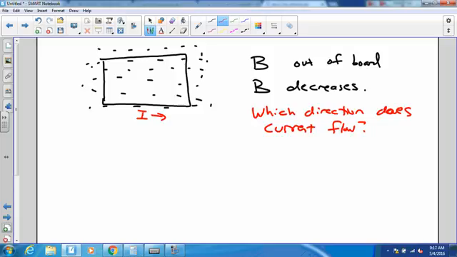Already, Lenz's law is seeming a lot easier, right? Our change in field was to go from out of the board to decreasing out of the board. If we want to oppose that change, then we have to increase our field out of the board. And to do that, right hand, and there it is. So this was good. I'll see you tomorrow, and we will extend this a little bit.